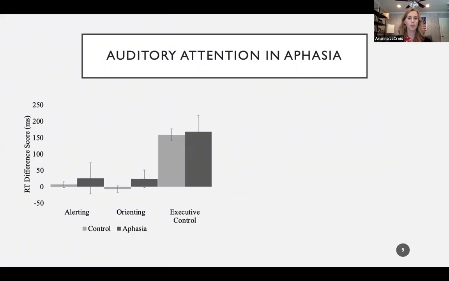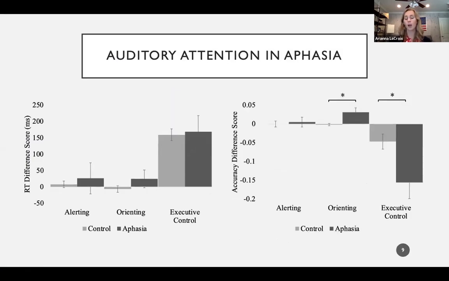So when we run participants with aphasia and a matched control group through this experiment, we're looking at reaction time, and the controls are the lighter gray. We see that in terms of reaction time, there are no differences between the two groups. They're completing the task at relatively the same speed. Now, when we look at accuracy, we see that there are differences between the two groups on executive control and spatial orienting attention. So people with aphasia have poorer auditory executive control than the control group, and they also have poorer auditory orienting attention than the control group as well.